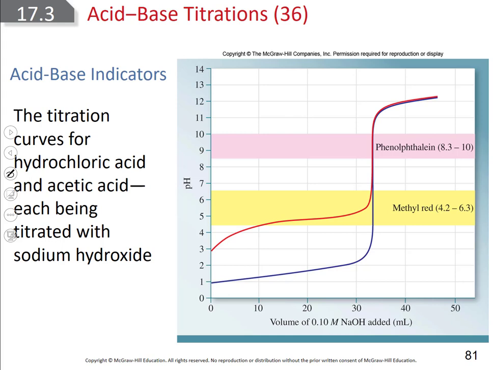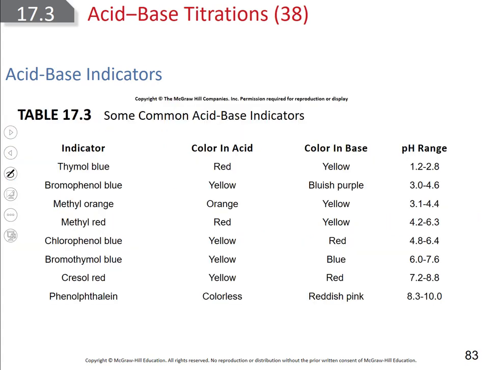Whereas if we wanted to pick an indicator for the last problem, the ammonia with the hydrochloric acid, which ended up having a pH of 5.28, a better indicator would probably be methyl red. Methyl red changes color in a range of 4.2 to 6.3. So methyl red would have been a better indicator for the ammonia being titrated with HCl. And here is a table. This table is on page 800 of common pH indicators and the range that they change colors in.